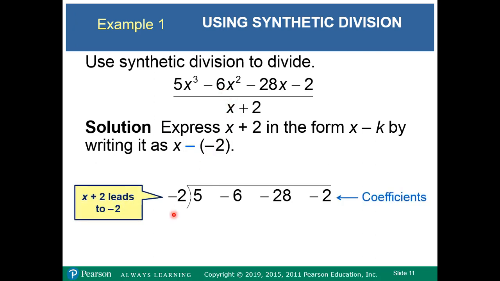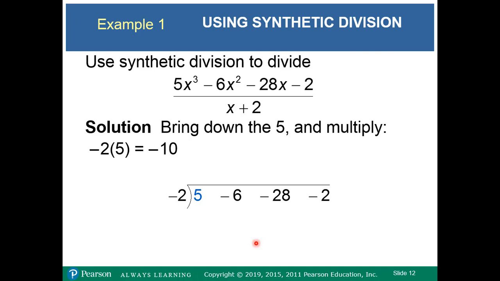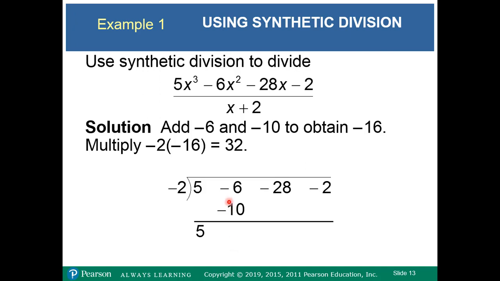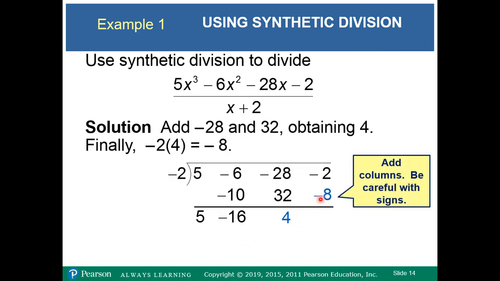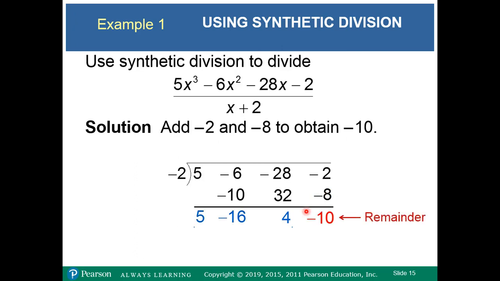Now we're going to set up our division. Here's our k, and here are the coefficients. We drop the 5 down and then start the process. We multiply, and so we get negative 10. Then we add down and we multiply. Then we add down and we multiply. And then we add down, and so we get negative 10. These are the coefficients for the quotient, and this is the remainder. So we know that when this is divided by this, we get a quotient plus a remainder.